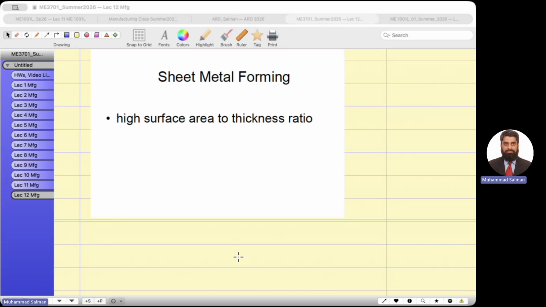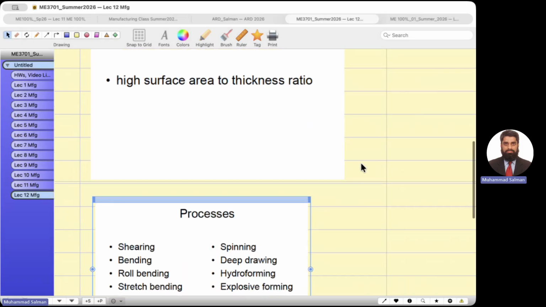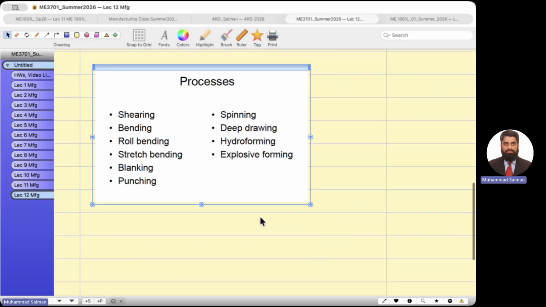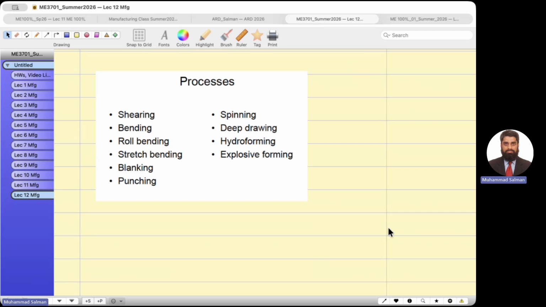And you see there are multiple processes. So this is a list of shearing, which means cutting, bending, where you bend the angle of the sheet metal, roll bending, stretch bending, blanking, punching, spinning, deep drawing, hydroforming, explosive forming. So all these methods are used to change the shape, to form it into the desired shape using these processes.